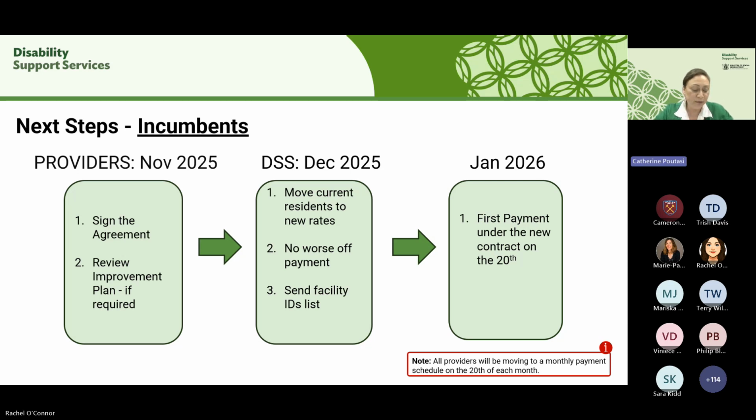DSS will also send you a facility ID list that we ask you to check and confirm is correct. And in January, this is very important, your first payment will be made on the 20th of the month. So we're paying you monthly now, instead of fortnightly. Please note that this is a change to the way we have contracted with some providers in the past.